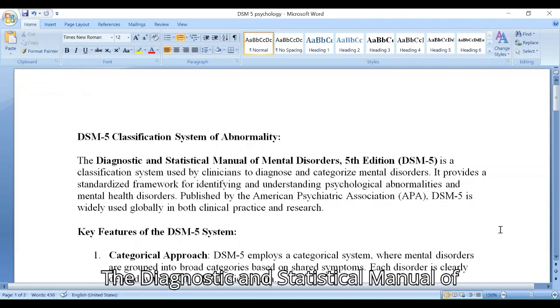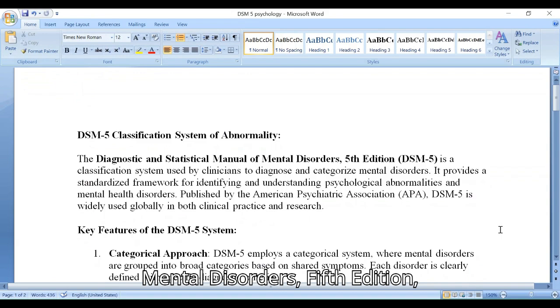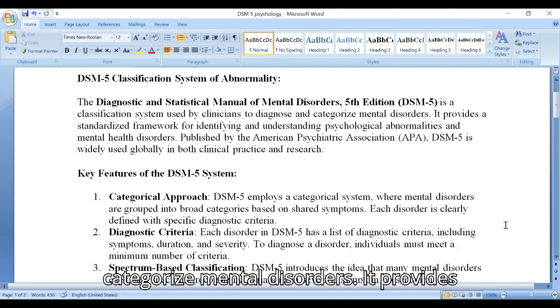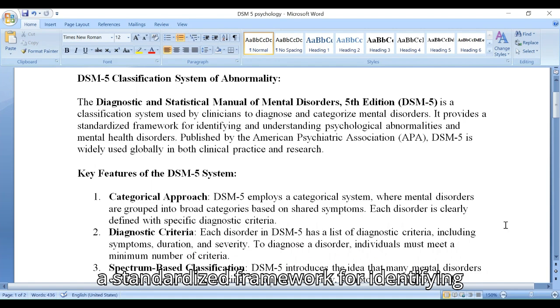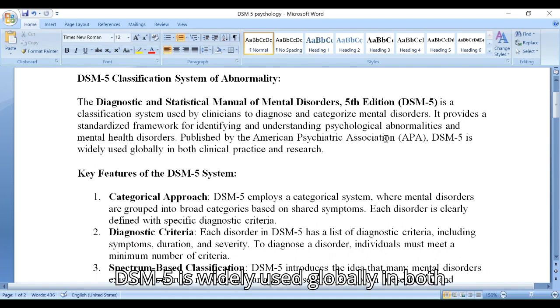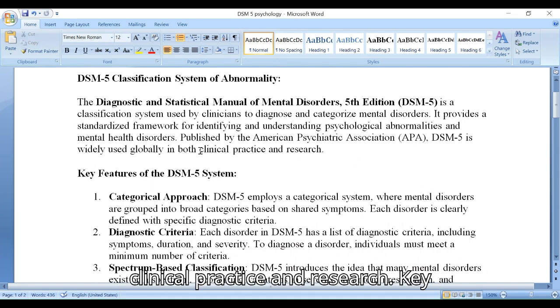The Diagnostic and Statistical Manual of Mental Disorders, 5th edition, DSM-5, is a classification system used by clinicians to diagnose and categorize mental disorders. It provides a standardized framework for identifying and understanding psychological abnormalities and mental health disorders. Published by the American Psychiatric Association (APA), DSM-5 is widely used globally in both clinical practice and research.